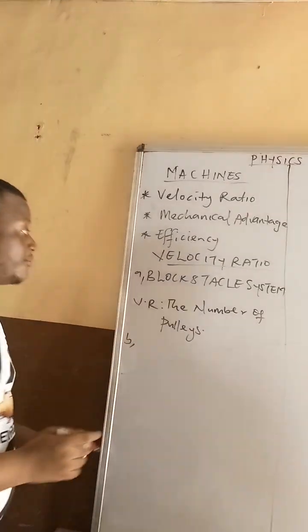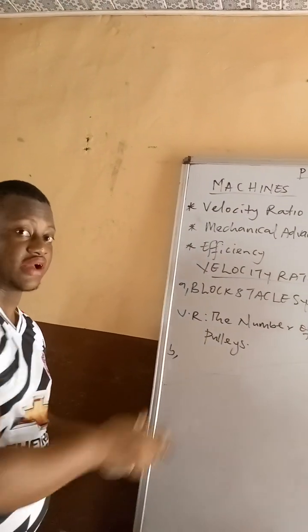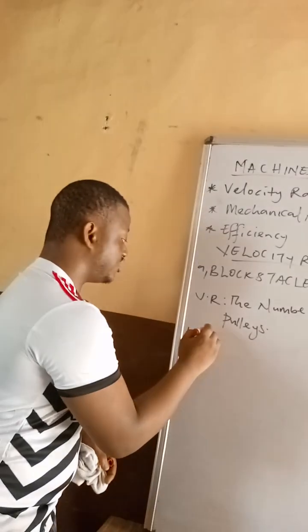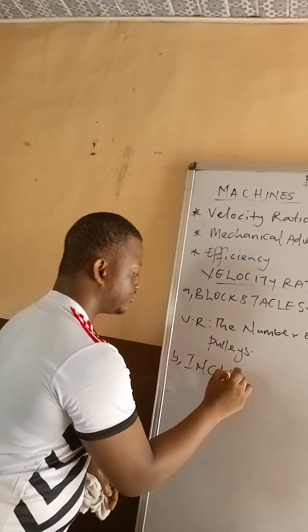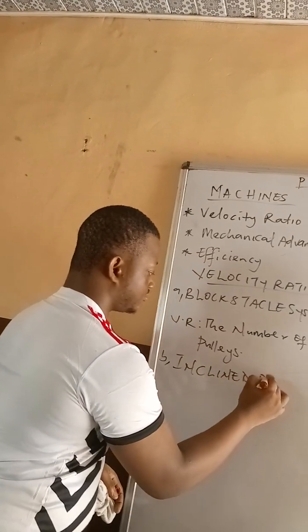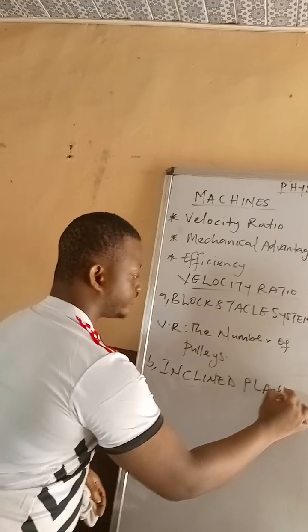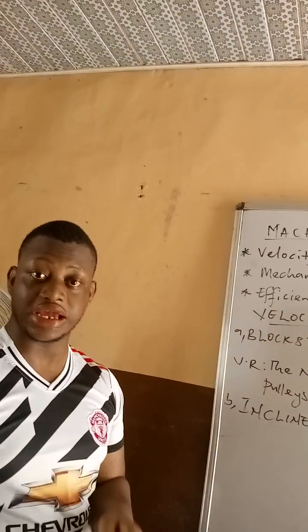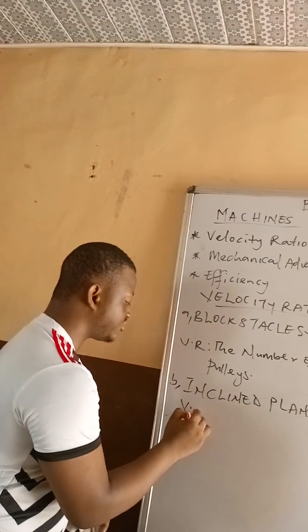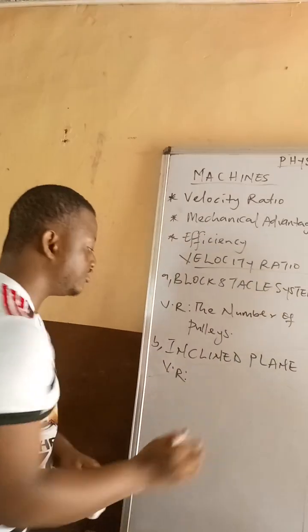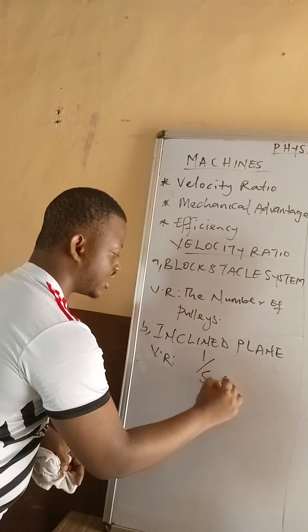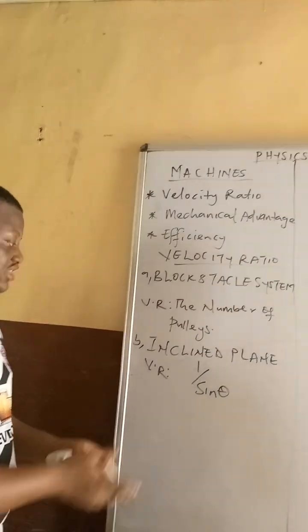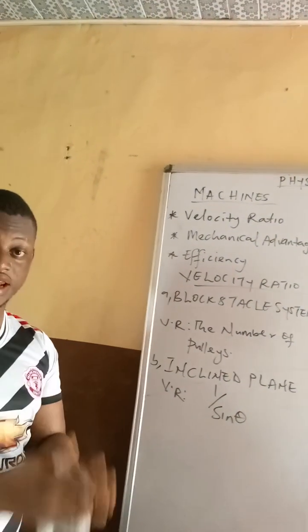Then the second machine that I would like to talk about is the inclined plane. How do we determine the velocity ratio of an inclined plane? The velocity ratio of an inclined plane is simply 1 over sine theta.